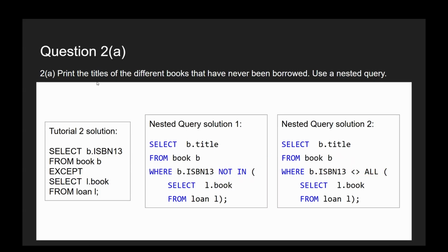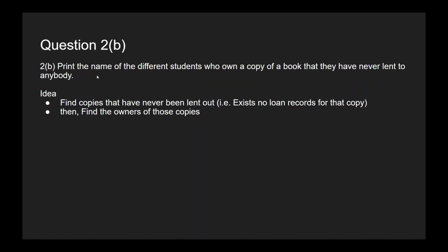Now let's move on to 2B. We want to print the name of the different students who own a copy of a book that they have never lent to anybody. Okay. So how do we do this?